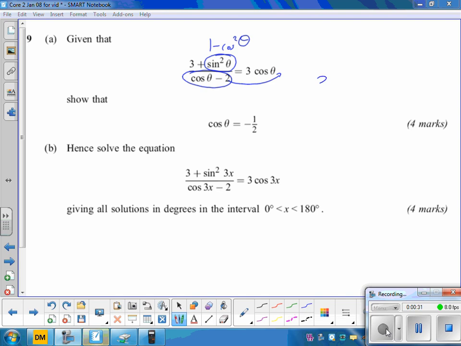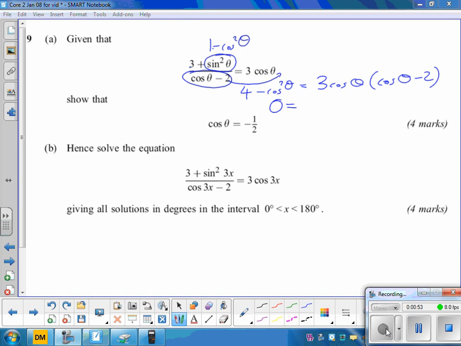So we're going to get 3 cos theta times by cos theta take away 2. And on the top here, what have I got now? I've got 3 plus 1 is 4, 4 minus cos squared theta. Well, what should we do? Should we stick it all on one side? There's other ways of doing this, but let's put it all on this one side here.